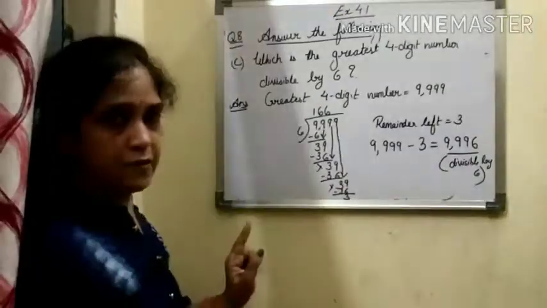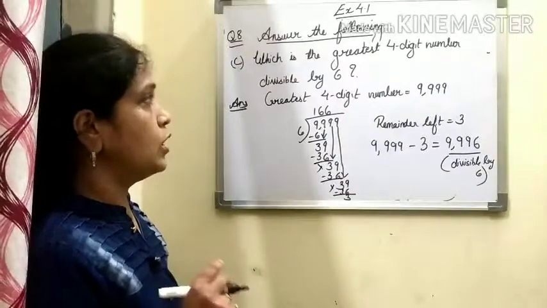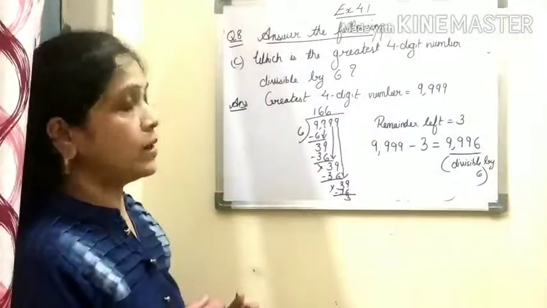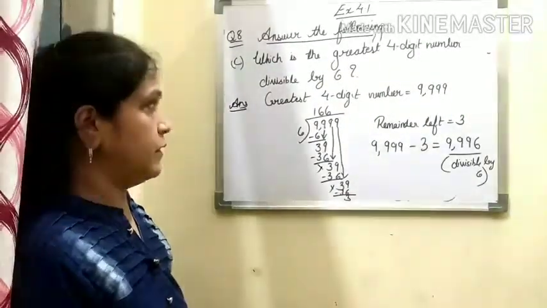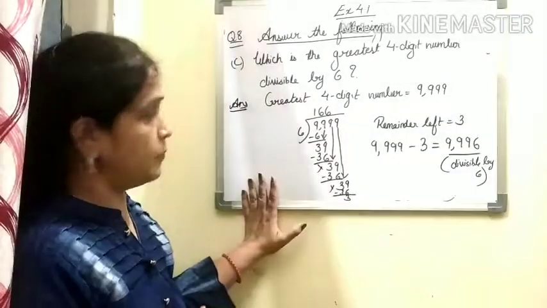Now A, B, C I have solved and I will send it as a PDF also. Exercise 4.1 D, E, F are omitted. It will not come for the examination.